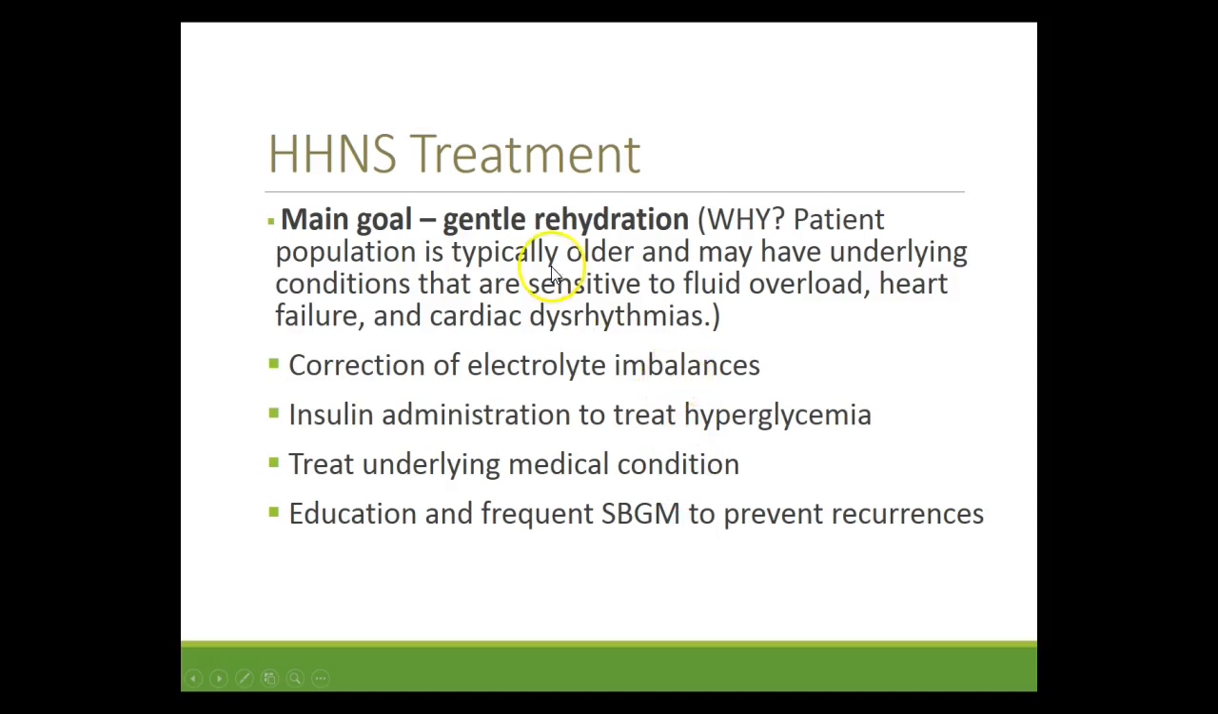So how are we going to treat this? Main goal: rehydration, because I talked about dehydration, a lot of dehydration. Why? Because the patient population is also typically older and may have an underlying condition, and they're sensitive to fluid overload, heart failure, and cardiac dysrhythmia. So we can't push fluids fast on these patients. We need to correct any electrolyte imbalances, insulin to treat the hyperglycemia, which, oh my gosh, is through the roof. Treat the underlying medical condition, and again, education and frequent blood sticks to prevent reoccurrence.